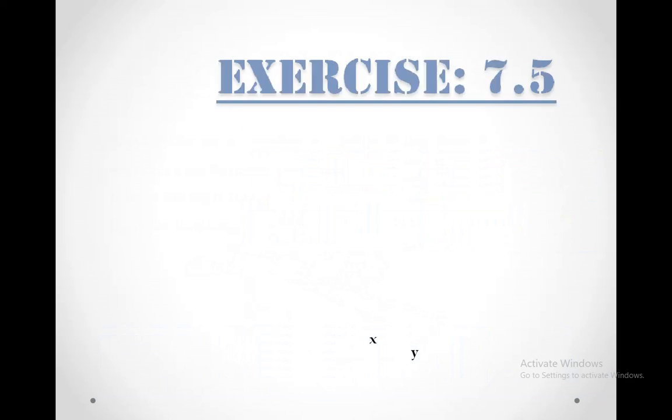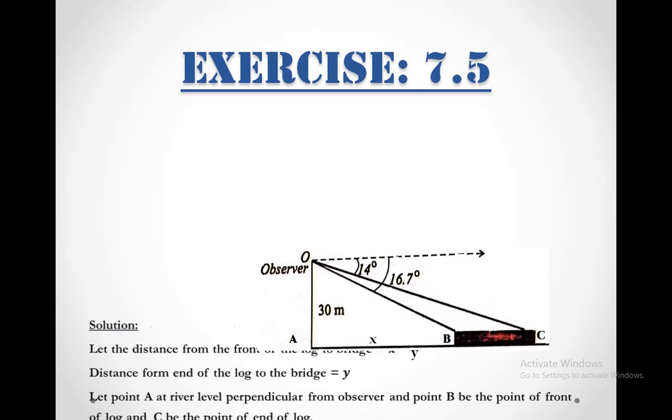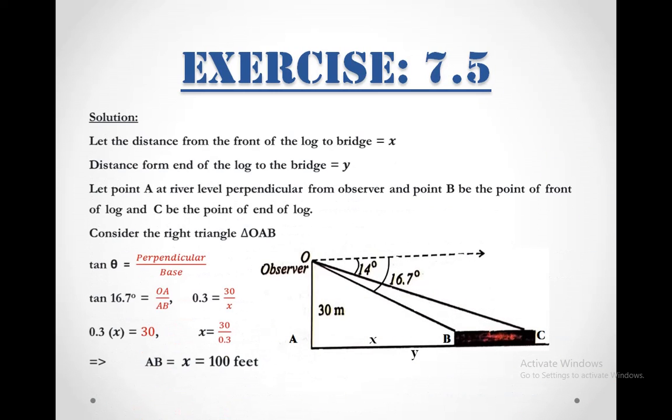Hope you understand. Keeping the diagram in front of us, starting our solution: let the distance from the front of the log to the bridge be equal to X. As I told, AB is equal to X. The distance from the end of the log to the bridge is equal to Y, that is the total length AC, represented by Y. Let point A at river level be the perpendicular from the observer, point B be the point at the front of the log, and C be the point at the end of the log.